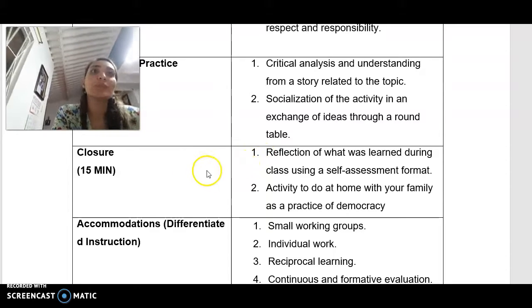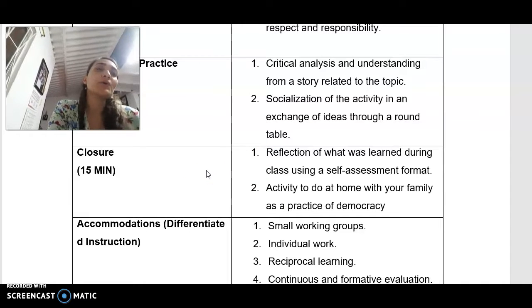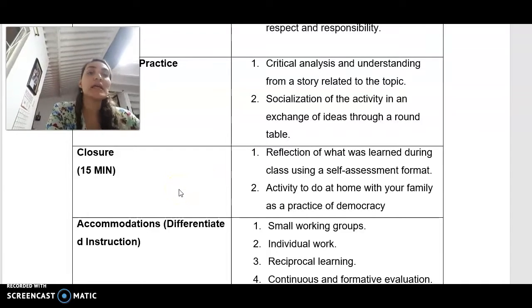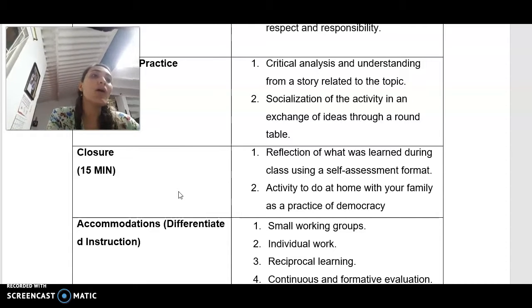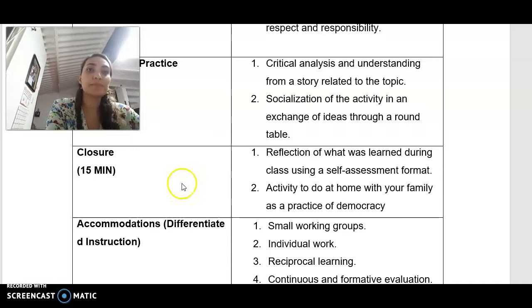Closure. The first is a reflection on what was learned during class using a self-assessment format. A second activity to do at home with your family as a practice of democracy.